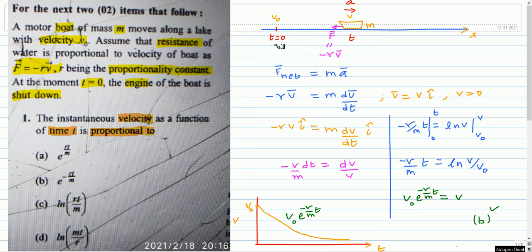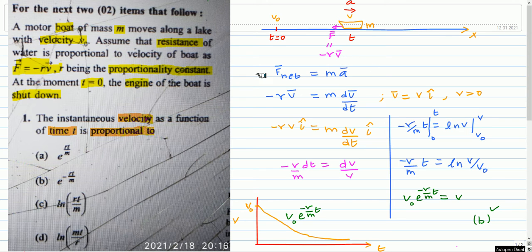Let at time t equal to 0, the velocity be v0, and at a later time t, the velocity will be v, which will be less than v0 because of the resistive force, and the force acting on the boat in the horizontal direction is only the resistive force. The engine is shut down, so there is no force due to the engine after t equal to 0. We are not considering the forces in the vertical direction, the weight, the buoyancy force, normal reaction and all.